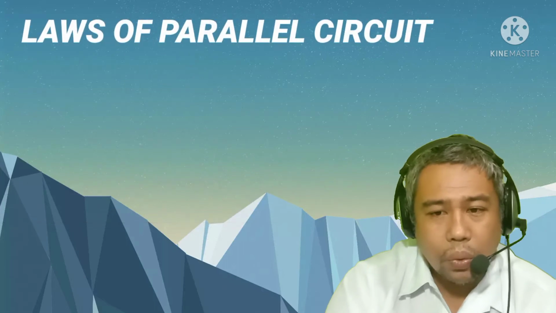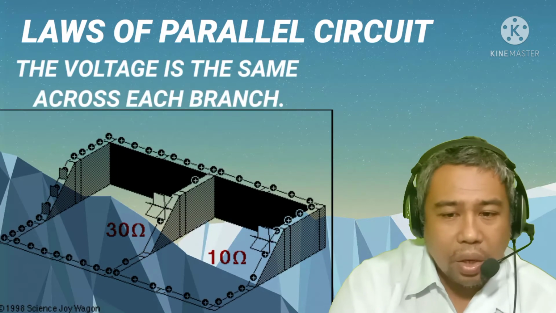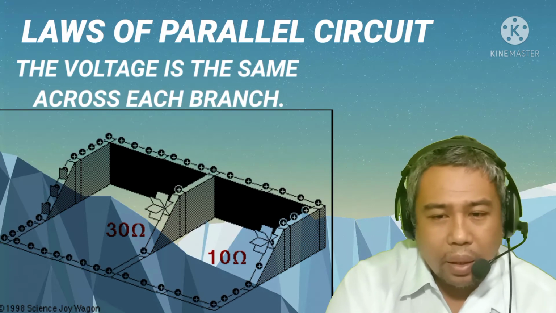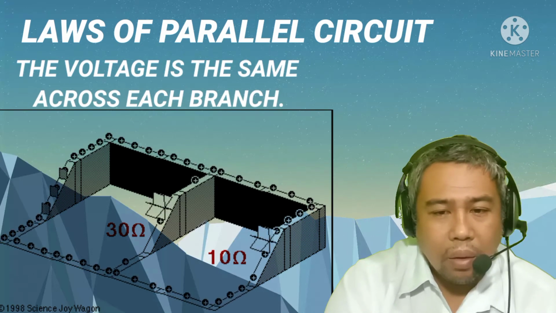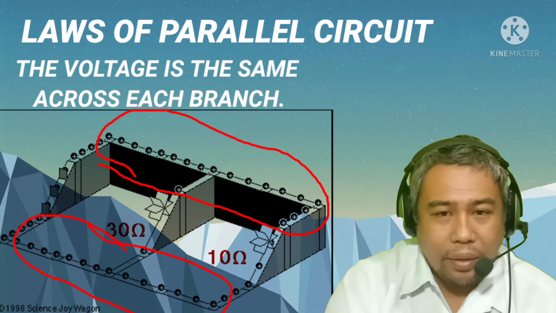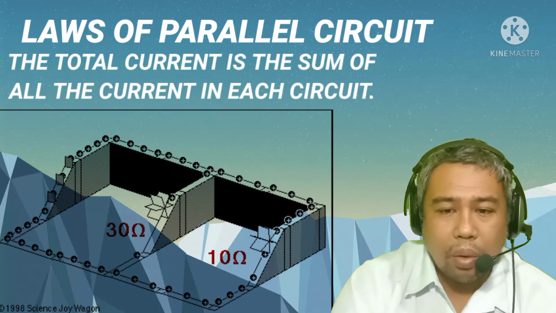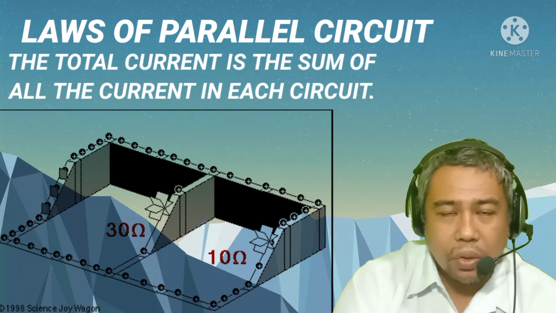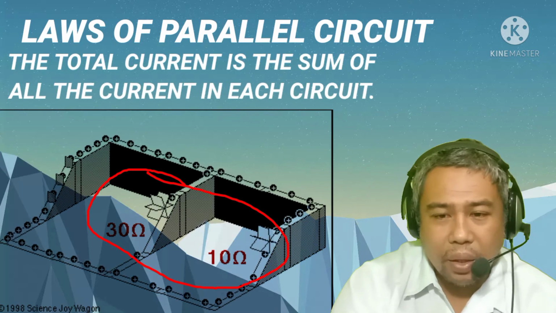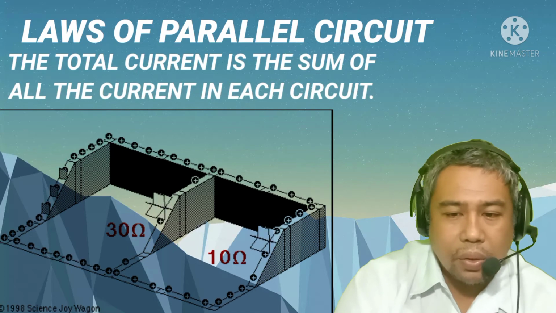Let us now proceed to the laws of a parallel circuit. The voltage is the same across each branch. As you can see in this illustration, the circuit has the same voltage across each line. The total current is the sum of all the currents in each circuit. As you can see in this illustration, we have two loads, but they are different loads, so they have different resistance.